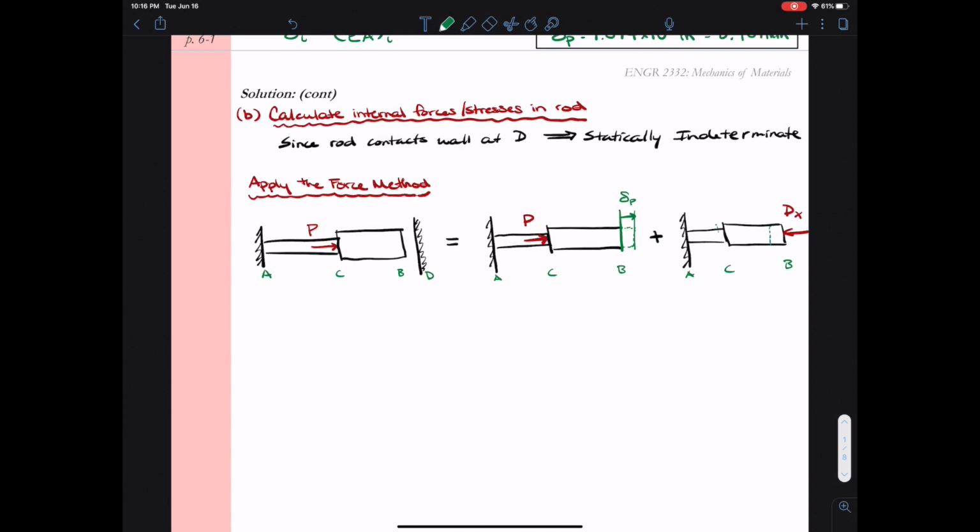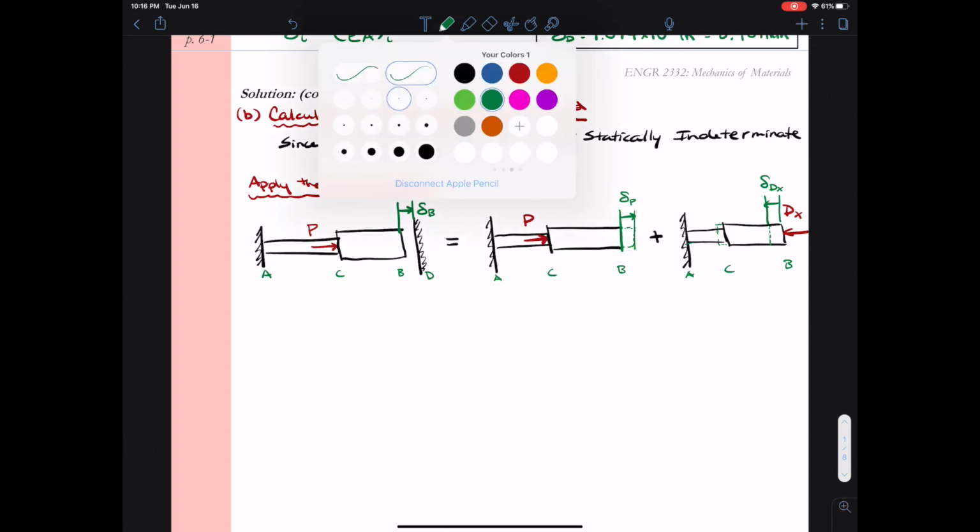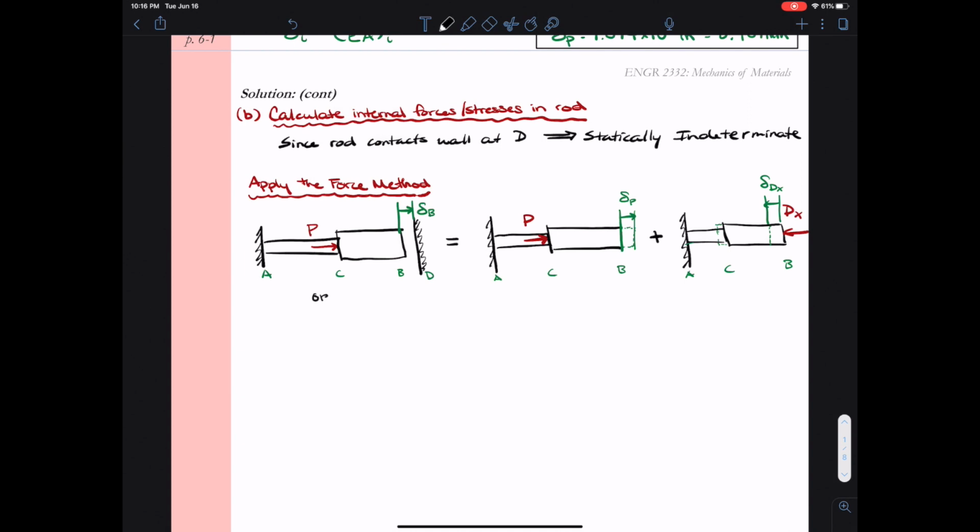If I look in terms of deflections, I can expect in my middle free body diagram that I would have some deflection to the right, which we call delta P. But when I apply the support reaction, the real support reaction that exists in real life, it would cause a deflection to the left of delta dx. And we say that in total, the total amount of deflection that I'm allowed to have at the end of the rod is delta B on my first or original free body diagram.